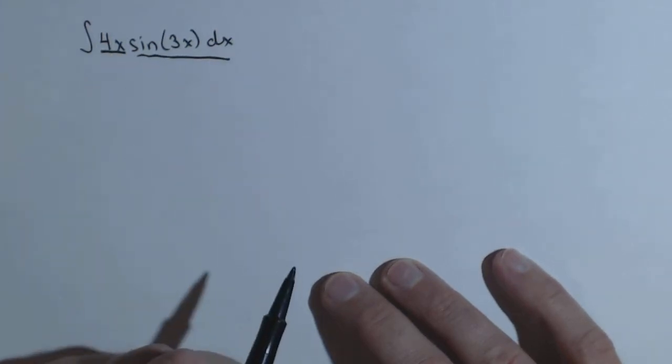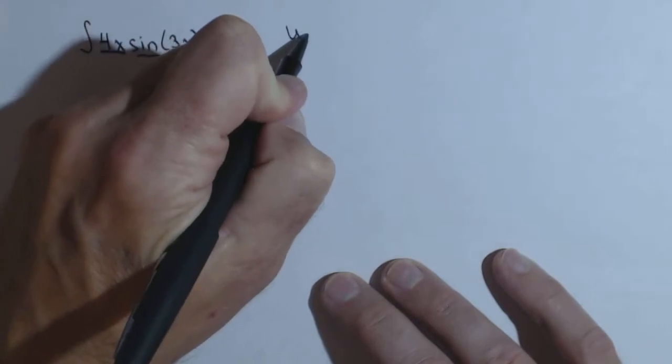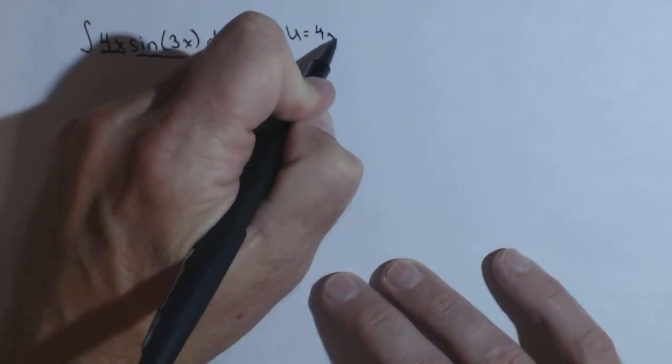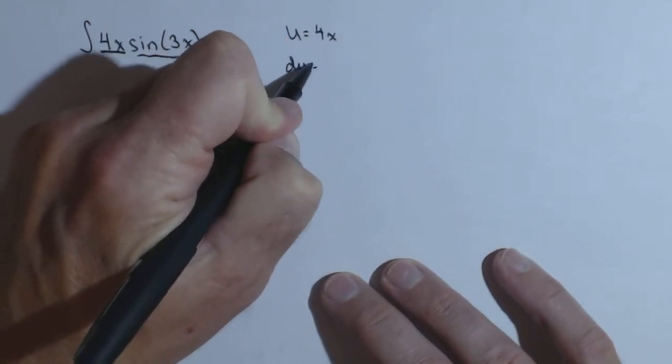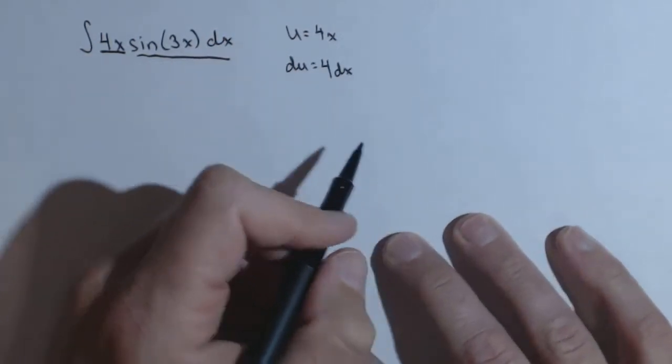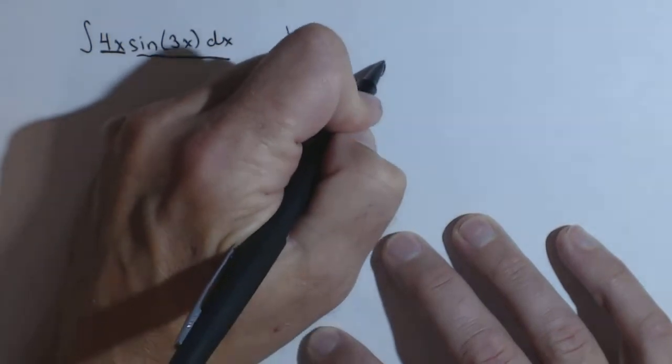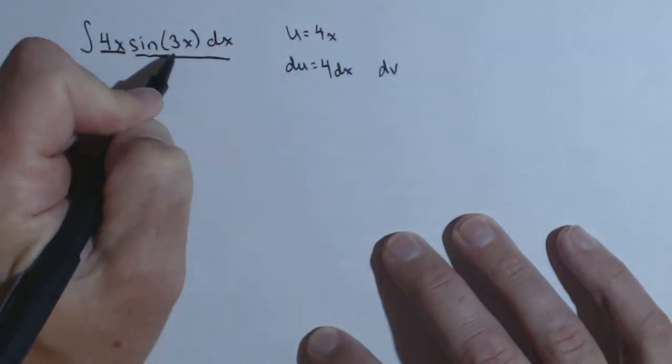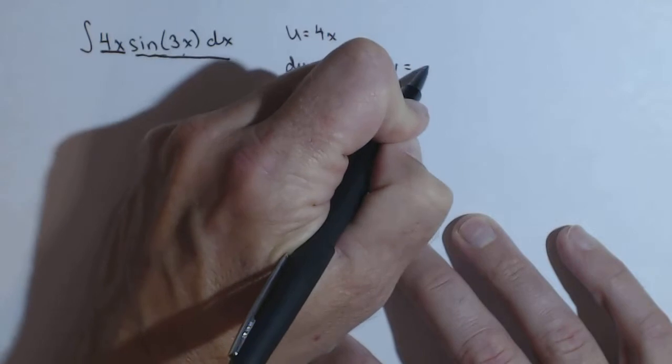parts right there. And I know I want my u to be the 4x because when I calculate my du, it's just 4 dx, and that gets rid of an x for me. My dv has to be what's left, which is sine of 3x dx.